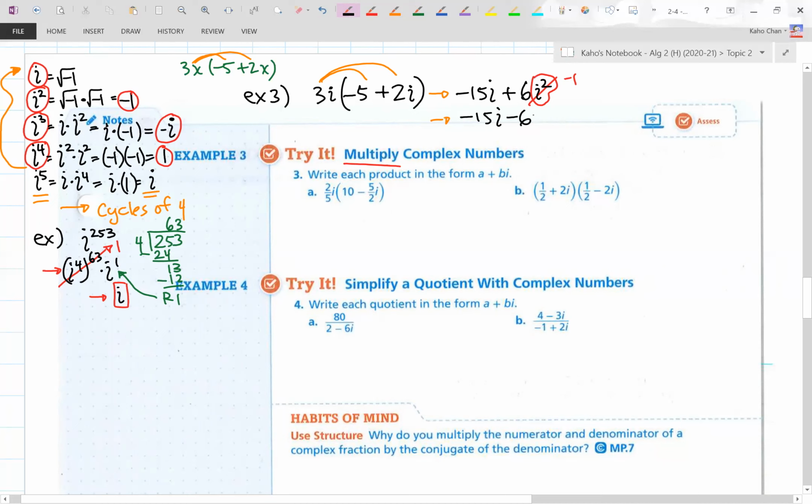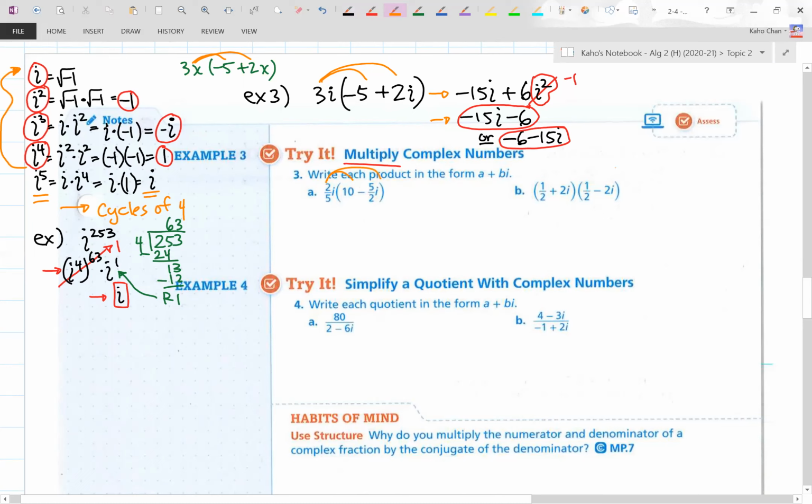Those are unlike parts. You will see the answer like that, or sometimes you might see the answer written in complex form, -6 minus 15i. Either one's fine with us. So that is all you have to do. Let's try 3a and see what happens. Distribute.